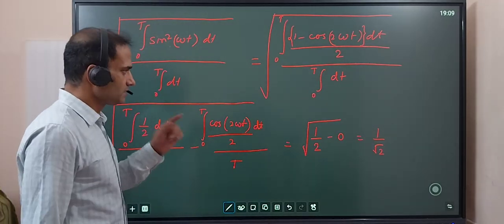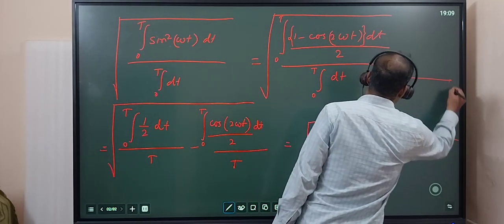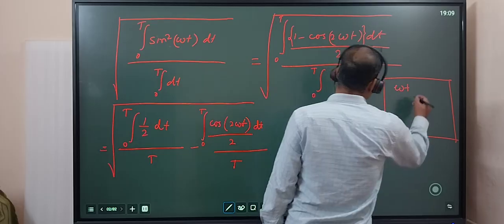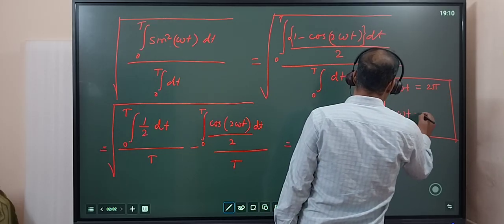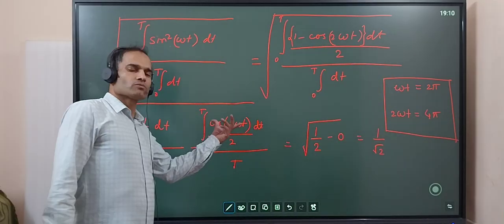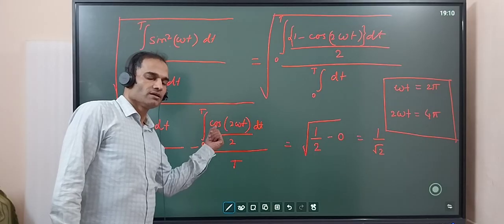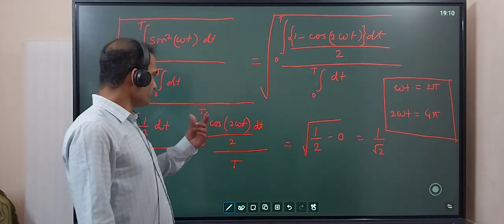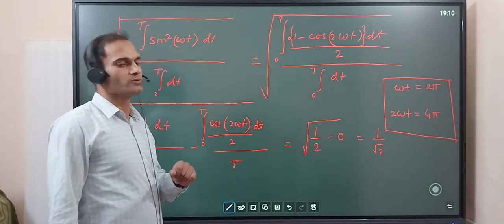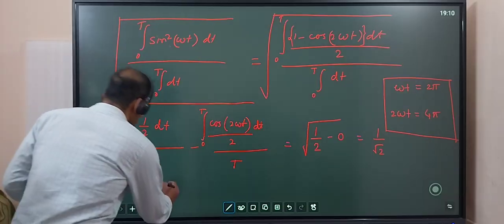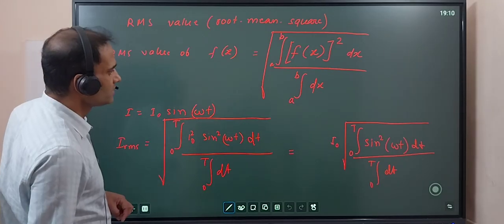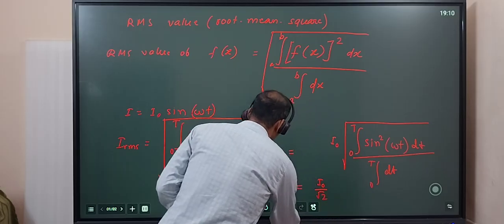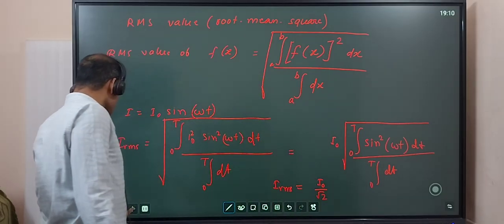No worries. And what is T? Remember this value: omega T is 2 pi, and 2 omega T will obviously be 4 pi. You will get sine of 2 omega t divided by 2, and the upper limit will be 4 pi, the lower limit will be 0. In both cases you will get 0. So what I got, I_RMS will be I naught by root 2.